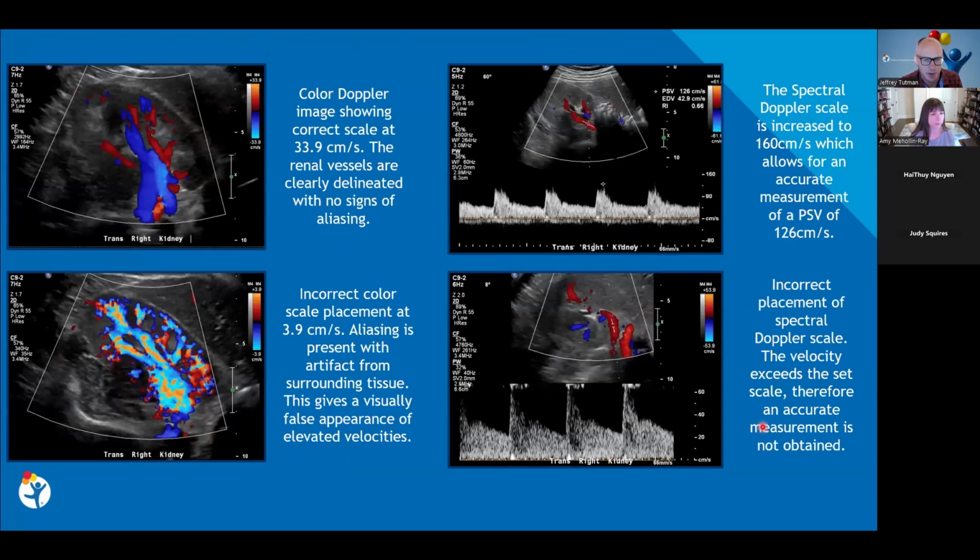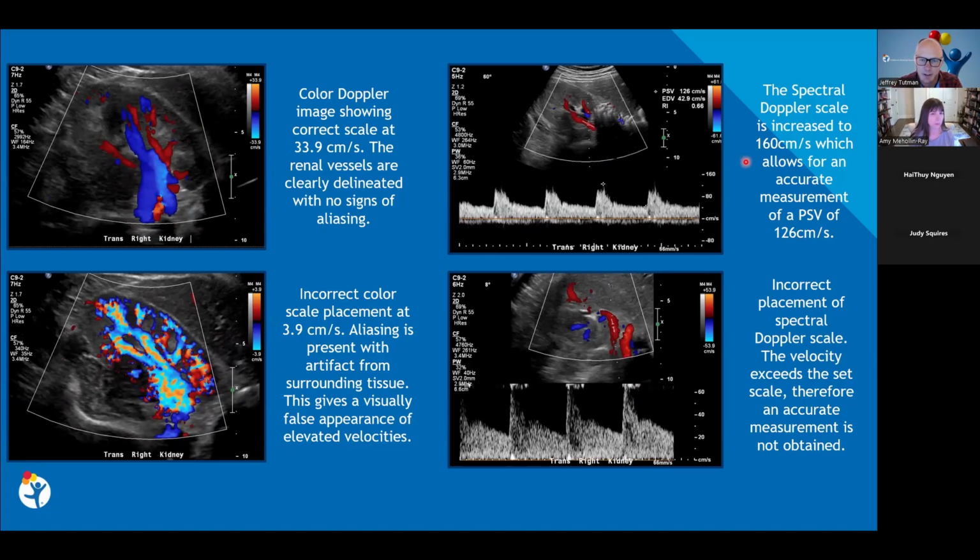So just a couple examples. These were just a volunteer that offered to let us do some bad images. So these were not obtained clinically, but just to kind of show you what happens when you mess with these settings. So this is a patient on color Doppler. So this with an appropriate scale, so you can see the appropriate flow within the renal vasculature with no signs of aliasing. If we turn that color scale way down, you get all of this artifact, all this aliasing that happens. So just visually looking at it, if you're not paying attention to that scale, can make you think that there might be elevated velocities within there.